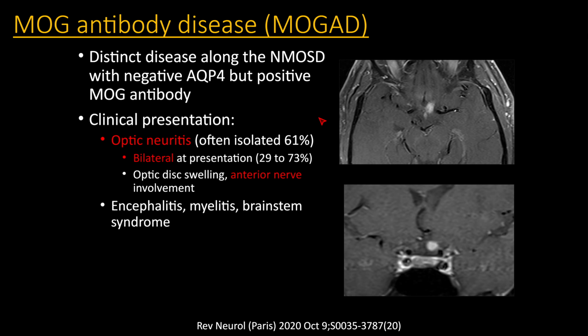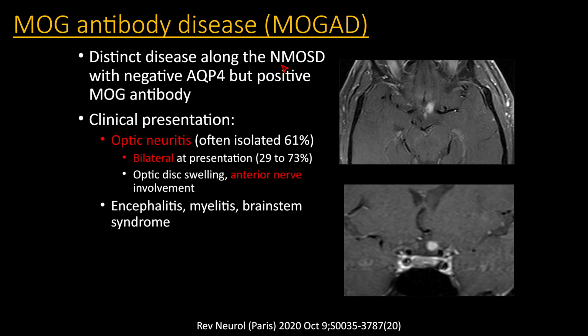Next, we'll talk about MOG antibody disease, or MOGAD for short. This is another demyelinating condition that's characterized by an actual antibody, but instead of being the antibody against AQP4, this one's against MOG, which is the myelin oligodendrocyte glycoprotein. This was originally one of those NMO spectrum disorders. It kind of looked like NMO, but then they discovered that it was associated with this MOG antibody in patients.